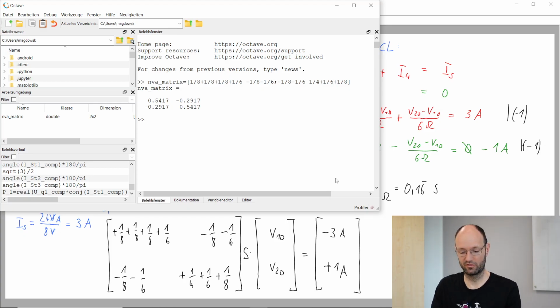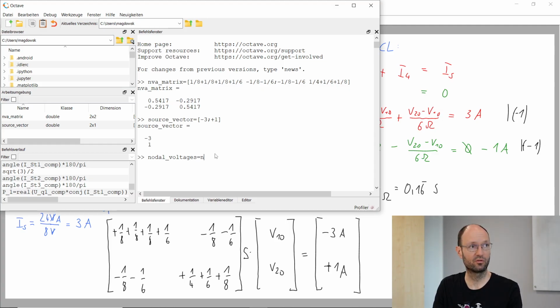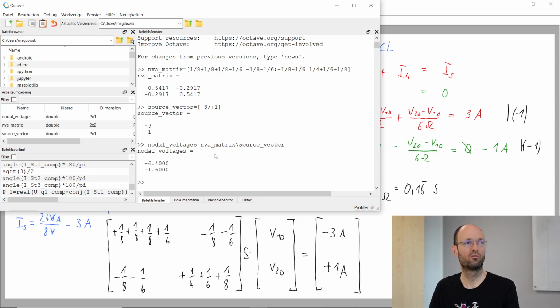And then we have this source vector, and the source vector is -3 and +1. And then we can get our nodal voltages from the inverse of this matrix, multiplied with the source vector. So we have this left division, and then we get the 2 nodal voltages.